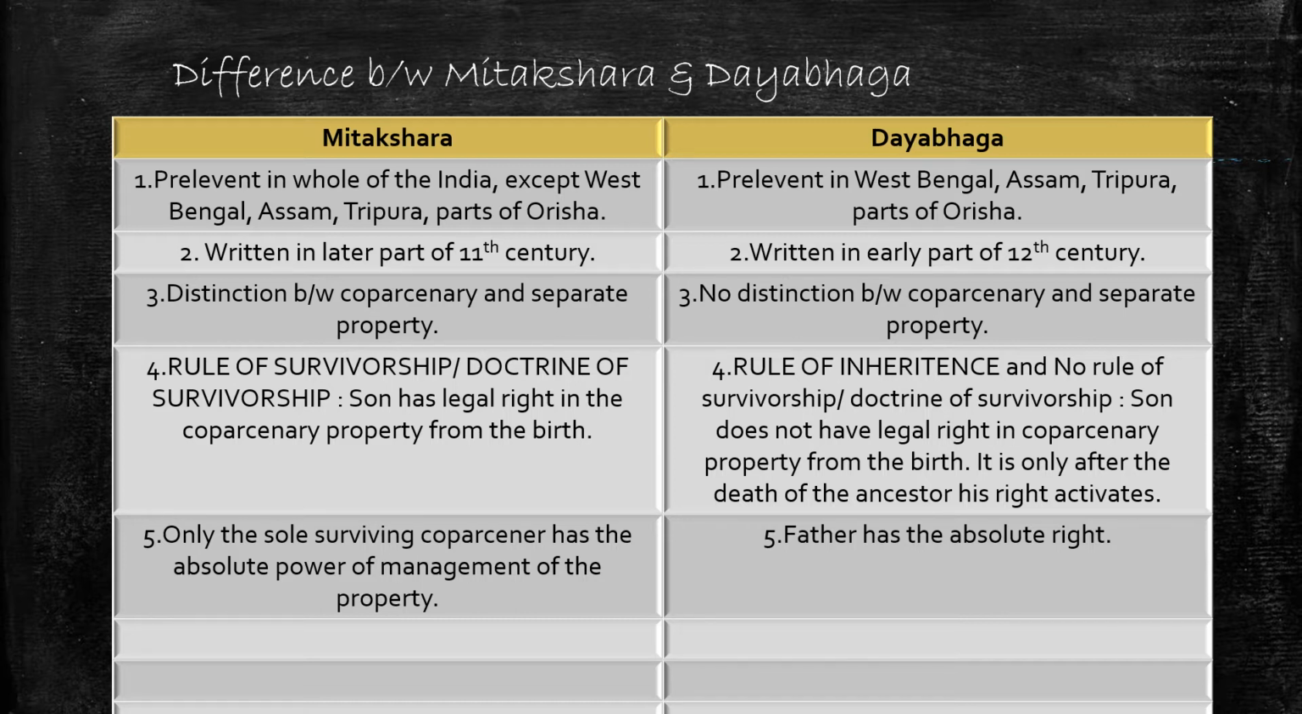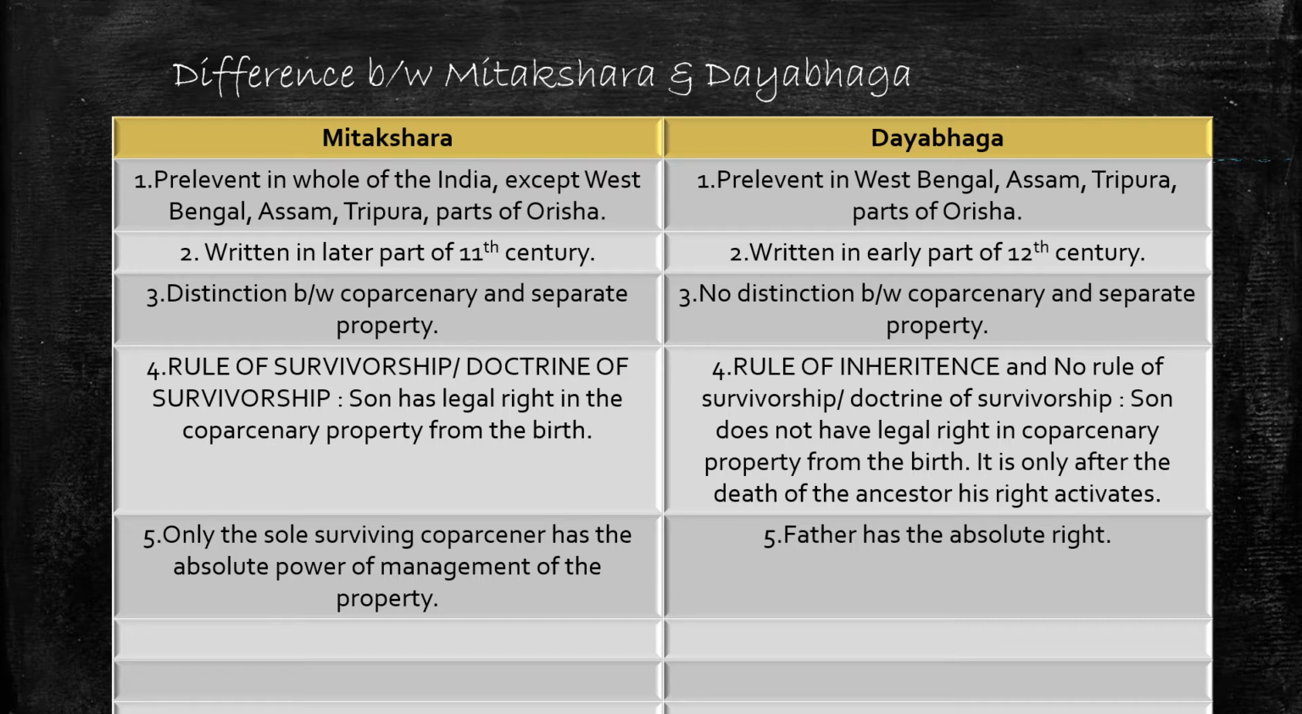The second difference is that Mitakshara is written in later part of 11th century, whereas Dayabhaga is written in early part of the 12th century. Third is that there is distinction between coparcenary and separate property, whereas under Dayabhaga school there is no distinction between coparcenary and separate property. Fourth difference is that under Mitakshara school, there is the rule of survivorship.